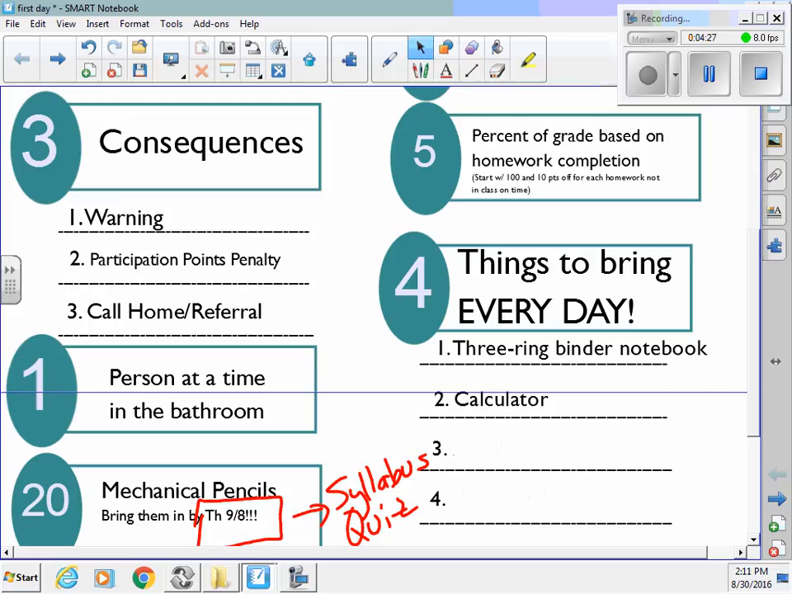You should have a TI 84. An 83 is acceptable. The 84 is a little bit better. And that's the same calculator you used in previous grades.